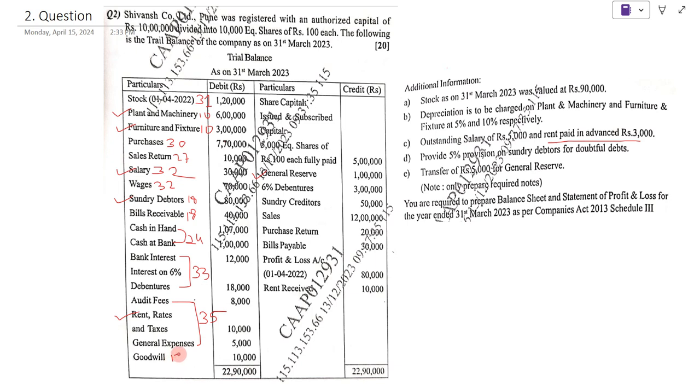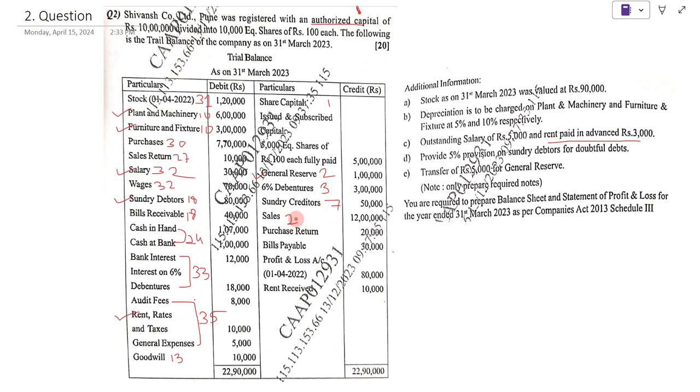Goodwill will go in note number 13. Then share capital, note number 1. Authorized capital is also there, this will also go in note number 1. Then journal reserve, note number 2. 6% debentures, note number 3, long term borrowings. Sundry creditors and bills, sundry creditors note number 7.